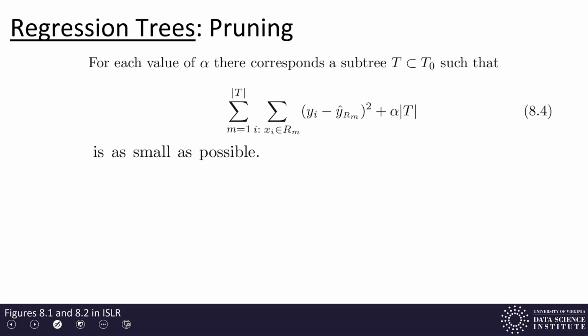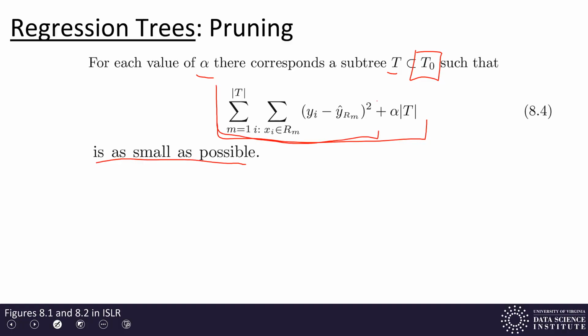So for each value of alpha, and alpha is going to be kind of a tuning parameter for our pruning, there is a tree T, which is a subset of our main tree. So this T naught is the tree that we get to when we grow fully. And T is a subtree, meaning it's created by getting rid of some of the terminal nodes in T naught, repeatedly scaling it back, such that this formula here is as small as possible.